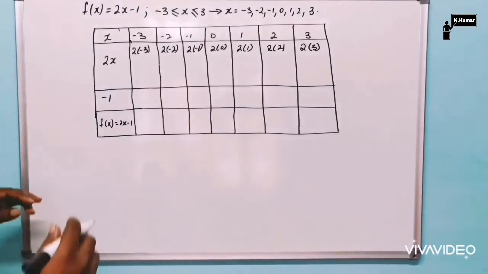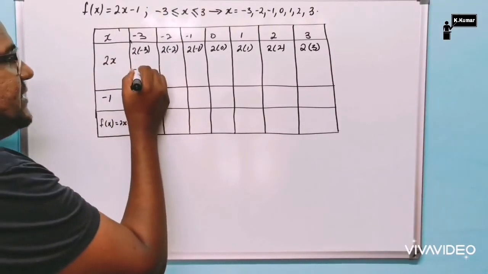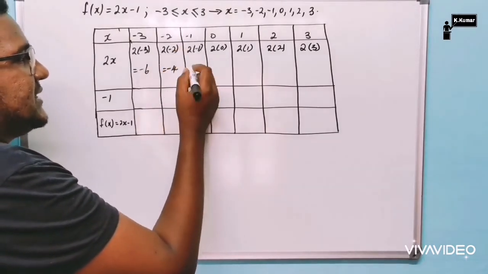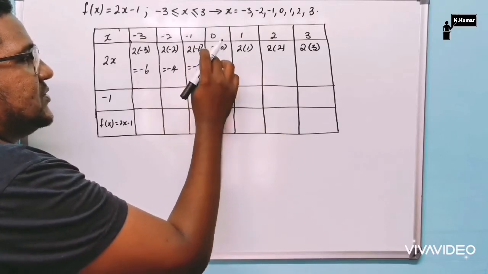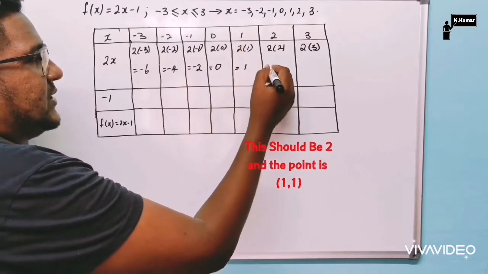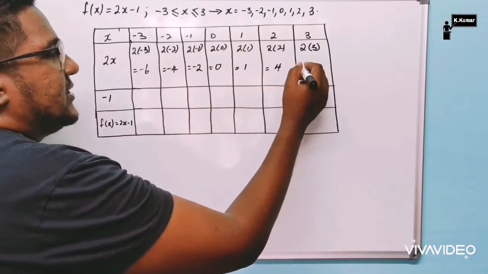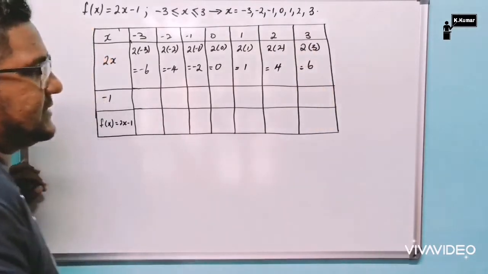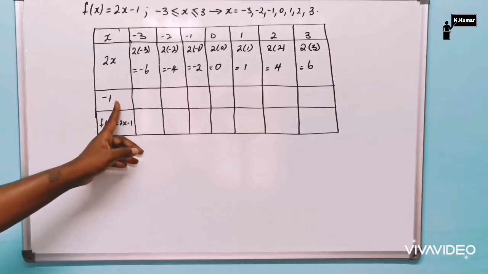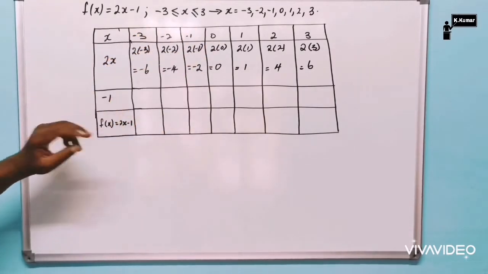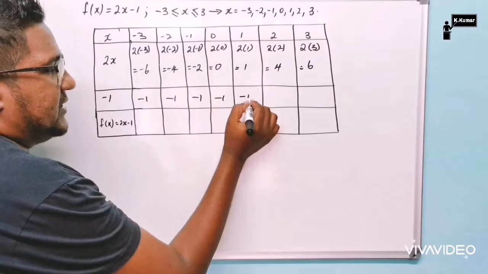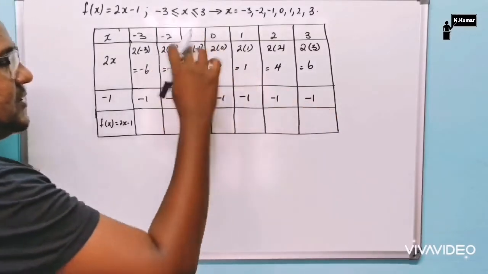Now, let's multiply. 2 times negative 3 is going to give me negative 6. 2 times negative 2 is going to give me negative 4. 2 times negative 1 is going to give me negative 2. 2 times 0 is going to give me 0. 2 times 1 is going to give me 2. 2 times 2 is going to give me 4. And 2 times 3 is going to give me 6. Now, if you look at this term, there is no x, so we don't have to substitute these values into this term. What we do is we just write this term straight through as negative 1 in all our columns.